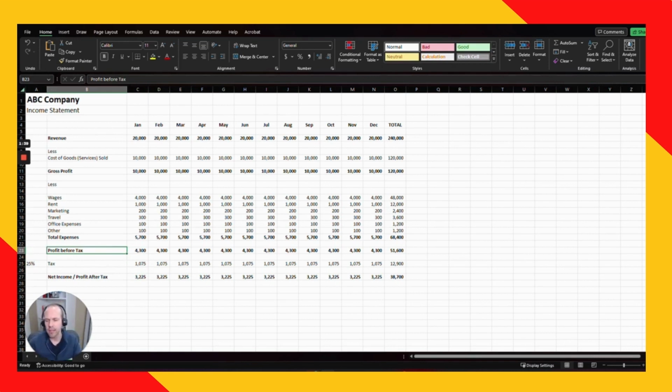And then the last thing on the income statement is usually net income. So that's after all the expenses are paid, after taxes are paid as well. And sometimes this, just to confuse you more, is called profit after tax. But basically, this is a basic income statement.